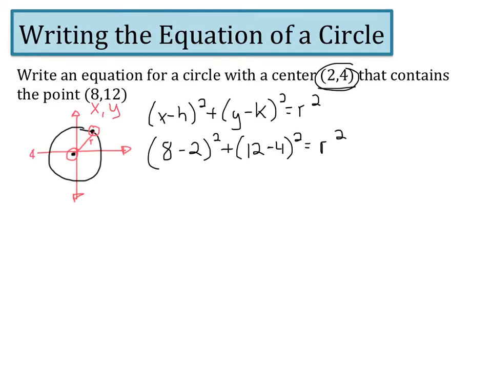So we do the algebra. 8 minus 2 is 6, 6 squared is 36. 12 minus 4 is 8, 8 squared is 64. So then we have r² = 100. So our radius is going to be 10.